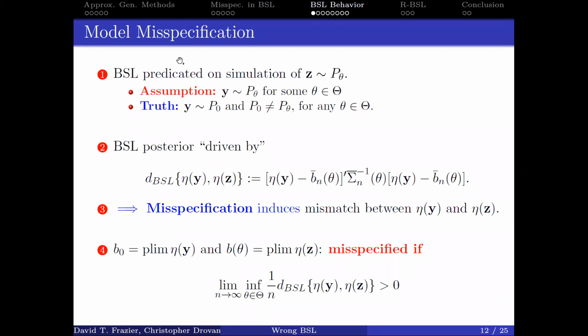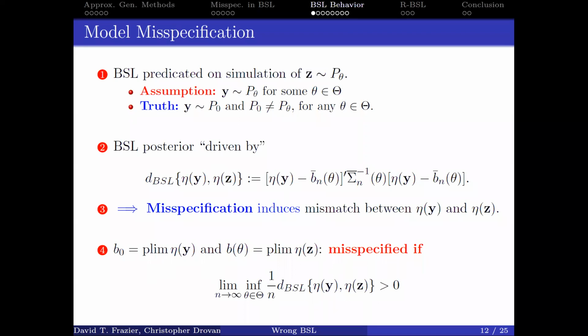Right, so why is this happening? Why is misspecification so destructive in a sense in BSL? Again, just to remind you that the assumption is our observed data is generated from some member in that class for some value of theta, but the truth is that there is no value of theta with which I can match the actual DGP.